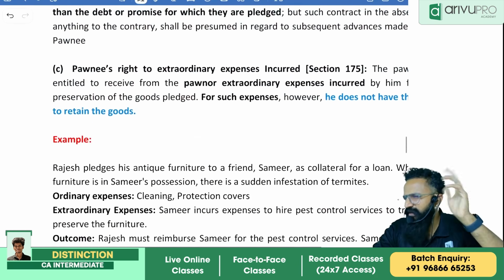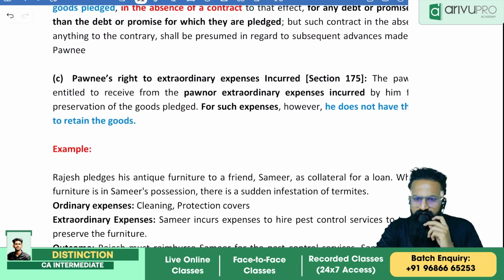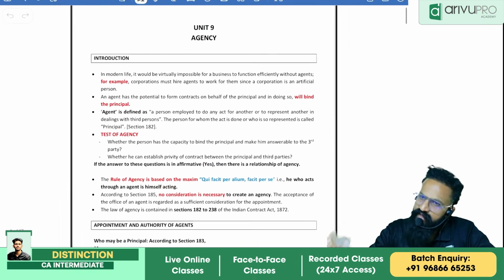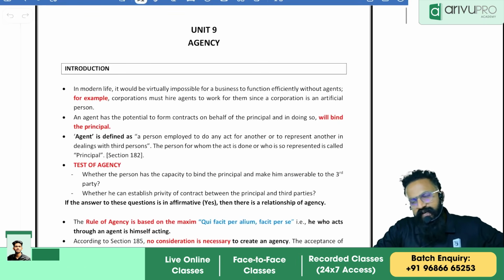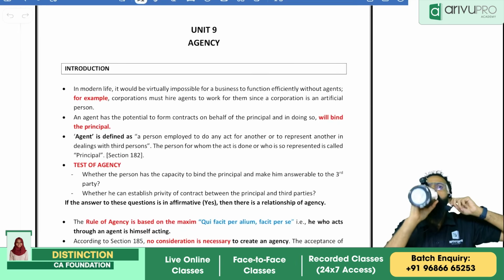The duties and rights will be similar to whatever we saw in bailor and bailee only. That one thing you see. The pledge of a movable good. So bailment of a movable good is a pledge. Bailment is always movable goods. Whether pledge or bailment, it's always movable goods. It can never be immovable property.